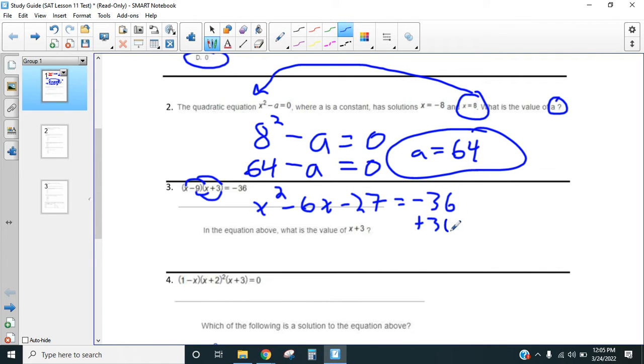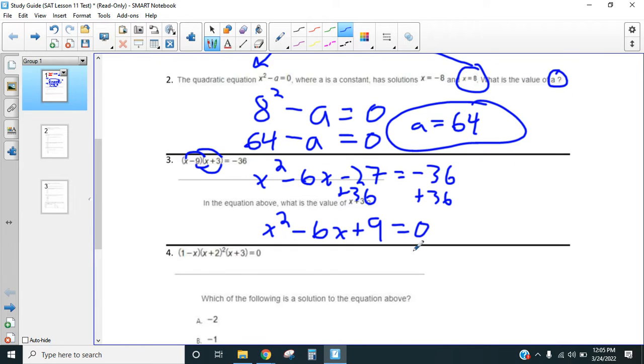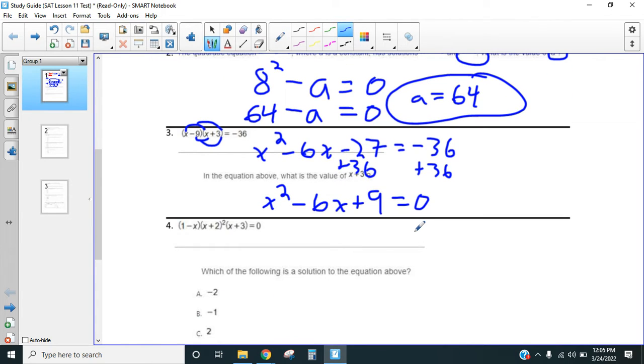So if I do that, this is now positive 9 equals 0. You have 2 options at this point in time, 2 things you could do. You could use quadratic formula, or you could factor. Now, factoring this one is possible. So here's what you'd get if you factor what's left over. I need 2 numbers that multiply to equal 9 and add up to negative 6. Yeah, they have to both be negative, right?